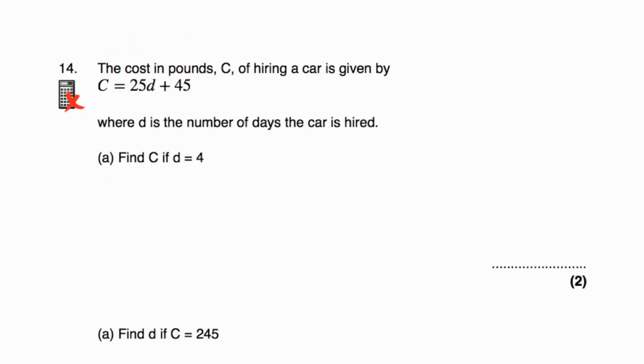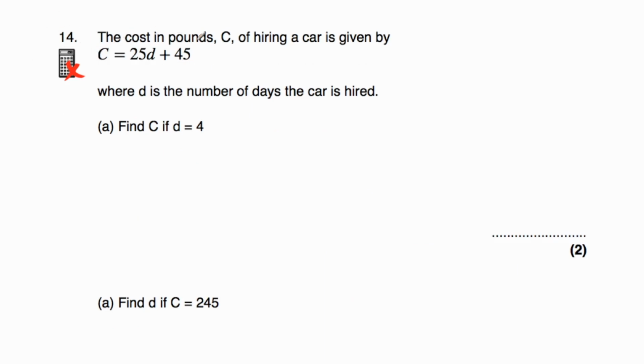Okay, question number 14. We're told that the cost in pounds C of hiring a car is given by the formula C is equal to 25D plus 45, where D is the number of days the car is hired.